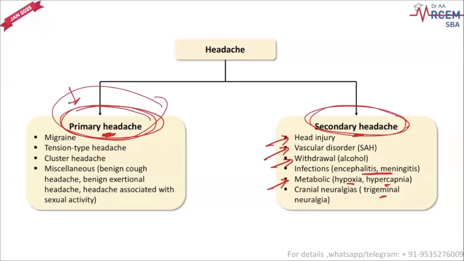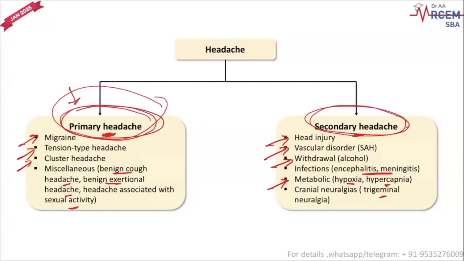What are primary headaches? Primary headaches are important headaches like a migraine, tension type of headache, cluster headache, and a few miscellaneous ones like benign cough headache. You cough continuously and you have a headache. Benign exertional headache: when you do strenuous exercise and you have a headache. Headache associated with intercourse. If the headache presents, it will be an occipital headache.